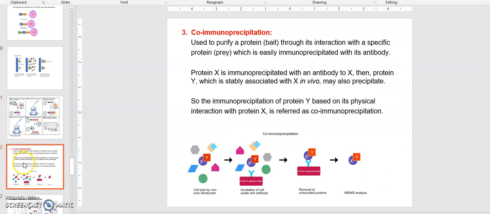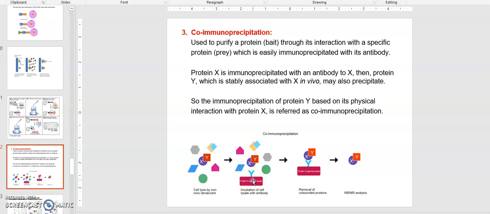The third method is called the co-immunoprecipitation method. Again, immuno means antibody, so it is an antibody precipitation method. Co, what does that mean? It means together your proteins are precipitated. So if you have a column that has antibody, and that antibody specifically binds your target protein, it's an antibody affinity column, right?